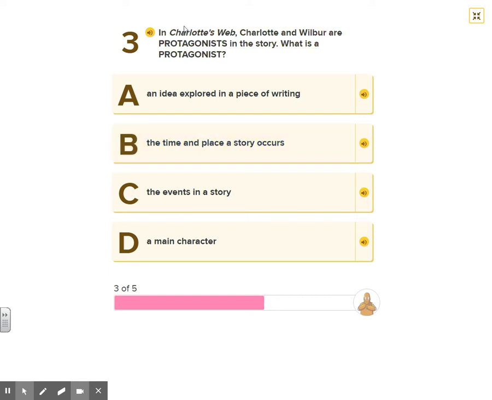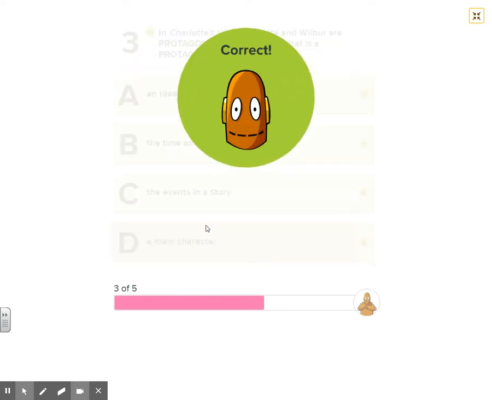In Charlotte's Web, Charlotte and Wilbur are protagonists in a story. What is a protagonist? So it said that in the video, but we didn't go over it. A protagonist is the main character.